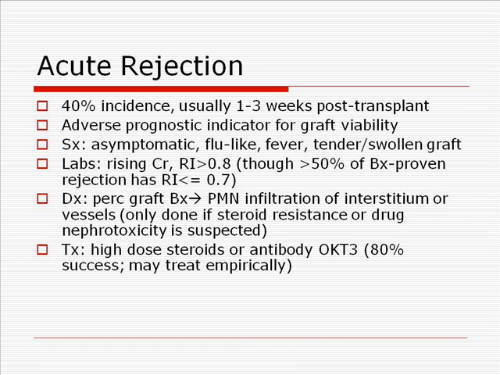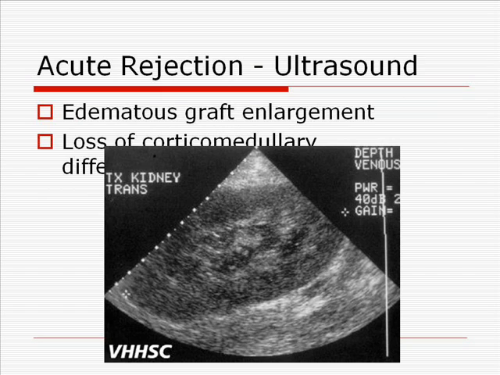The likelihood of acute rejection is greater when there's a higher resistive index, absence of diastolic flow, or flow reversal. And serial ultrasound can be used to monitor the treatment progression after biopsy-confirmed acute rejection.